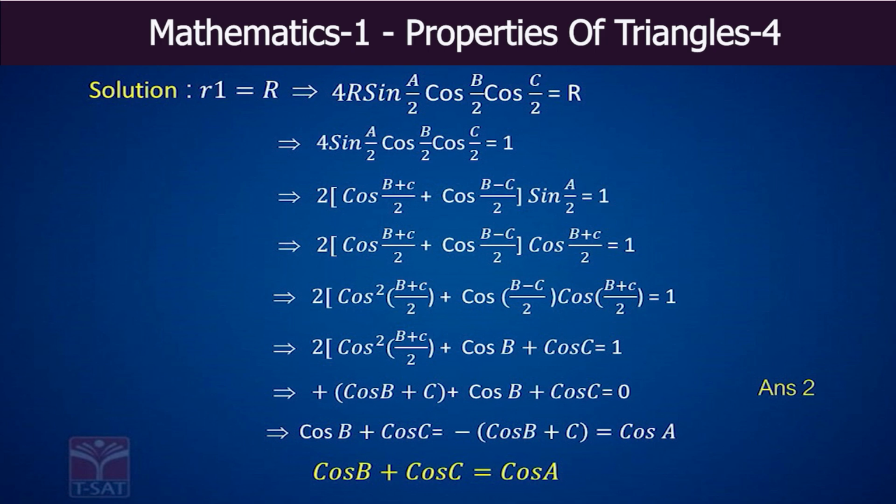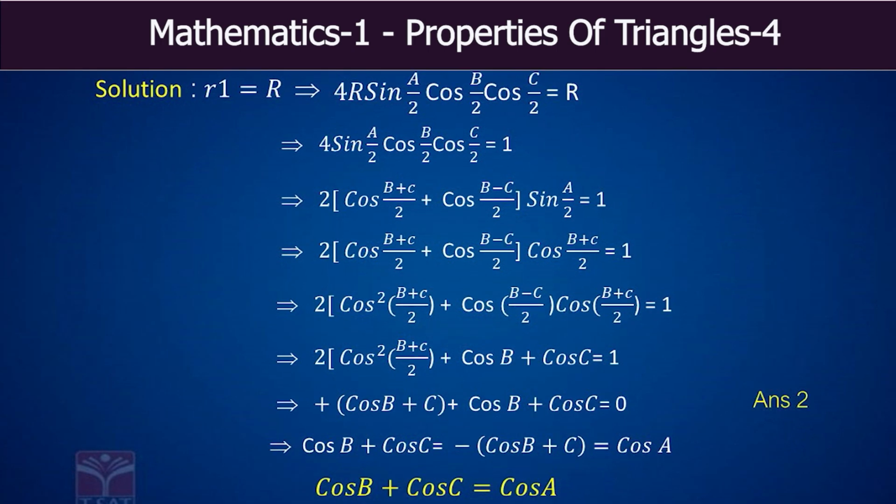So that is 2 into, if you multiply, cos square (B plus C) by 2 and cos (B plus C) by 2 and cos (B minus C) by 2 is equal to 1. So this indicates that 2 cos square (B plus C) by 2 plus cos B plus cos C is equal to 1. So this shows that cos (B plus C) plus cos B plus cos C is equal to 0, or cos B plus cos C is equal to minus of cos (B plus C), which is equal to cos A. So the correct option is option number 2, cos B plus cos C is equal to cos A.